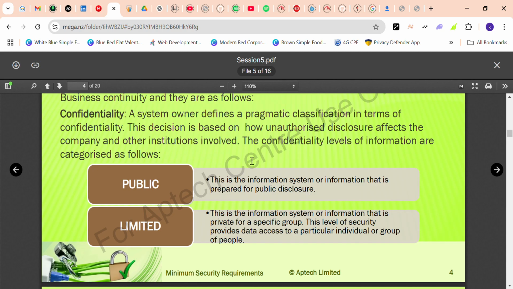So this kind of information must also be limited. This level of security provides data access to a particular individual or group of people. This kind of information is limited to a limited group of people that process the information and use the information to do their day-to-day activities. Are you with me? Okay.